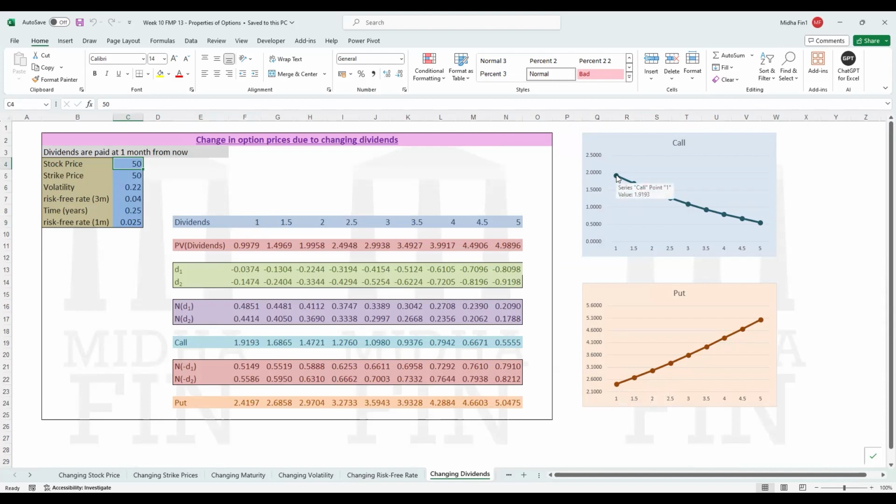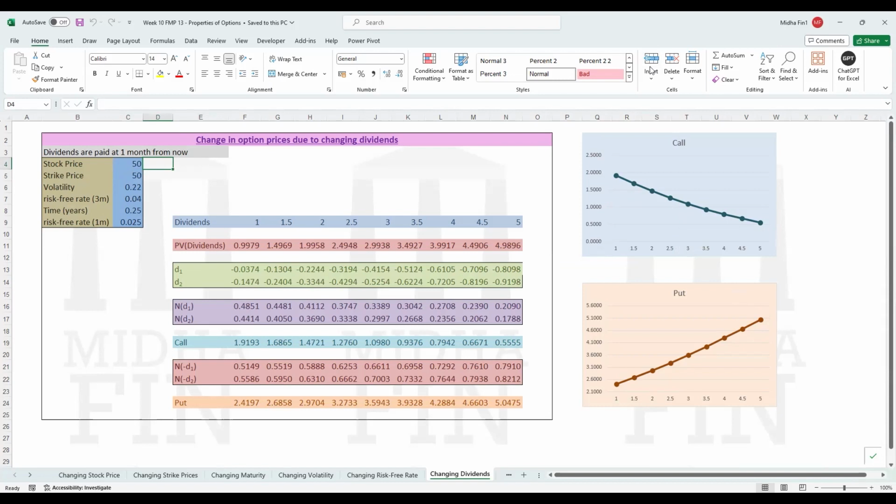For call option, it's again comparatively high. But as it goes as high as $5, the effect is quite significant. Put option price increases to as high as 5, and call option price decreases to as low as 0.5 from 2. So there is a non-linear relationship, but there is some kind of relationship: if dividends increase, the value of call option will fall, but the value of put option will increase.